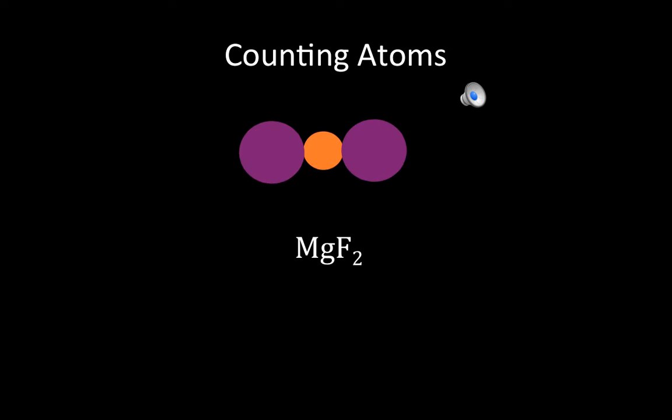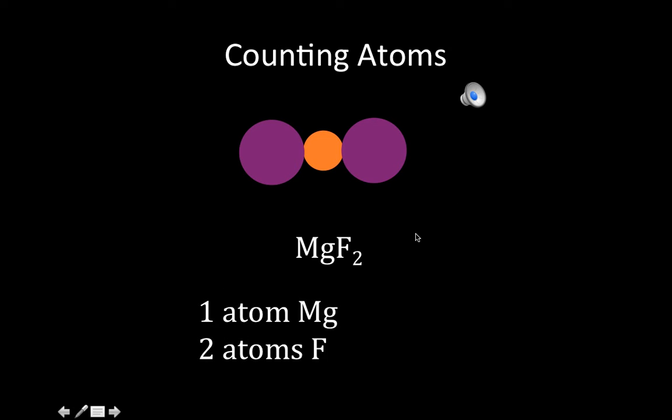Next piece, MgF2. Looks a bit like a bow tie. Well, you see 1 Mg, so that must be the Mg, and 2 Fs. Now I don't really care that there are 3 atoms. What I care about is that 1 Mg and 2 atoms of fluorine. That's what matters. We want to count element by element.